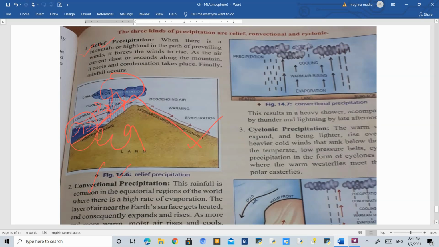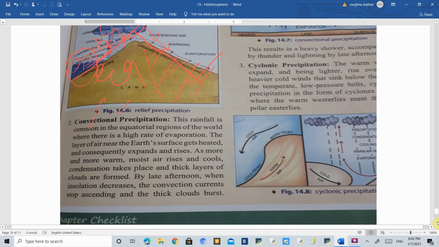But on the other side of the hill, when it reaches its peak and starts to descend, it will have lost all its moisture. This will be the rain shadow area, and this area will receive very little rain, or maybe no rain. This kind of precipitation is called relief precipitation, in which one area receives very heavy rainfall and the other half receives nothing or very little. This is called the rain shadow area, and the other side is called the windward slope. So this is relief precipitation.